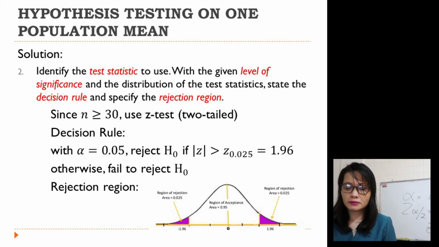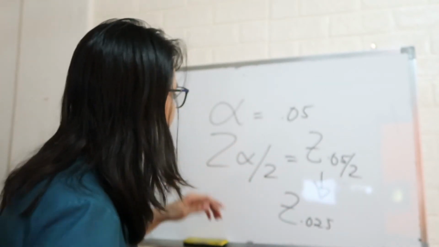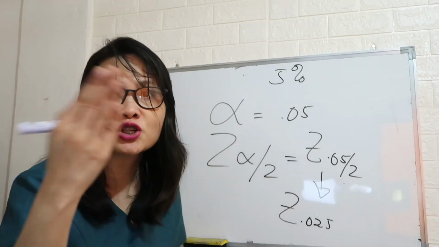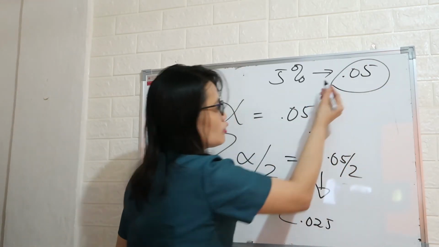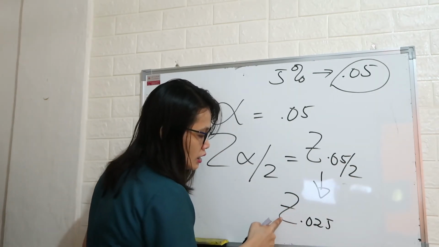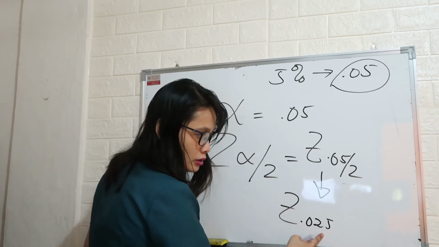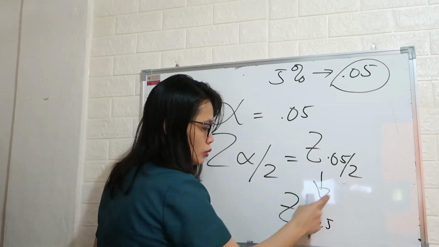Okay, 0.025. And then using the table that you have, yung sinend ko sa inyo, what is 0.025? Paano nakuha yung 0.025? Ang given natin ay 5%. Sabi 5% daw. 5%, that is the same as 0.05. So, ito yung alpha mo, 0.05. Now, to determine the z alpha over 2, 0.05 divided by 2, that is z sub 0.025. So, it will become 0.025.